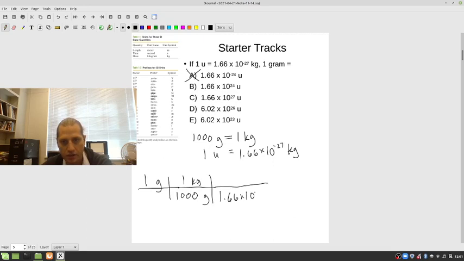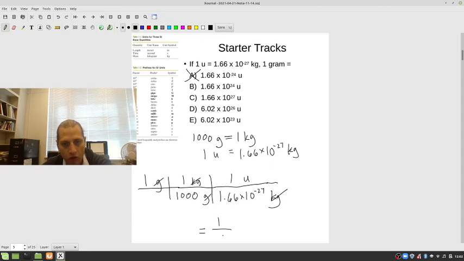1.66 times 10 to the minus 27. And there my kilograms are going to cancel out, and I'm going to end up with U. So grams cancel, kilograms cancel. And then if I'm looking at this just from a logical point of view, if I have 1,000 here, that's 10 to the third. 1,000 times 10 to the minus 27th is going to give me 10 to the third, 10 to the minus 27th. That would be 10 to the minus 24th.